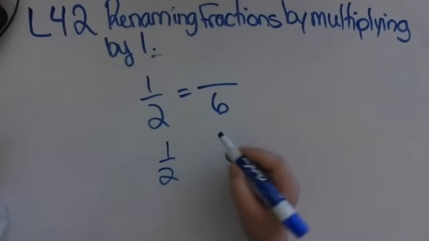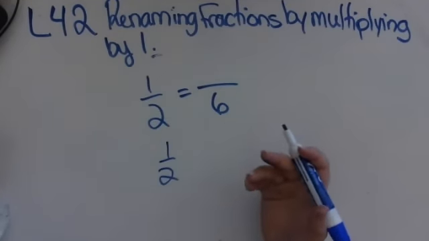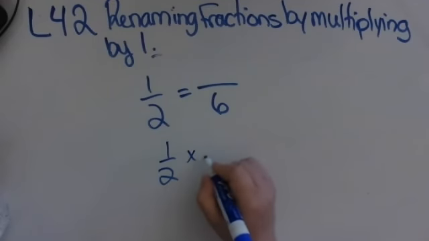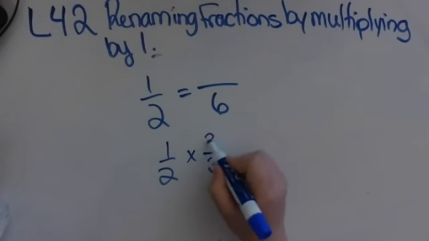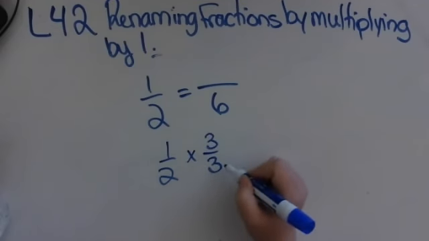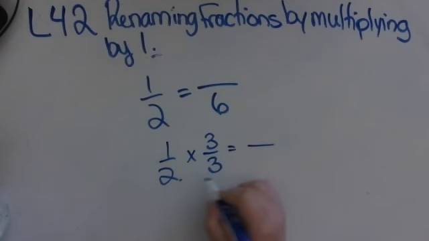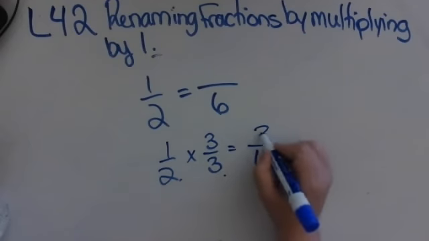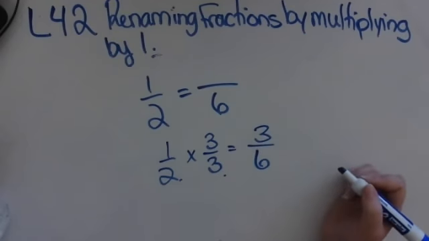Well, again, I can use my multiplication table, or I can just know that 3 times 2 makes 6, which means my 1 is 3 over 3, which is going to give me 2 times 3 is 6, 1 times 3 is 3, 3/6.